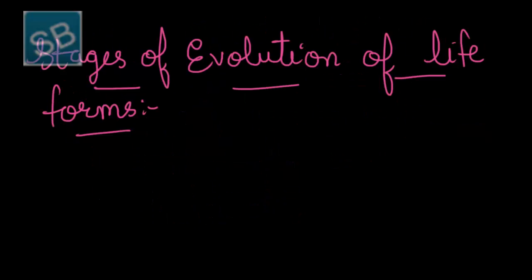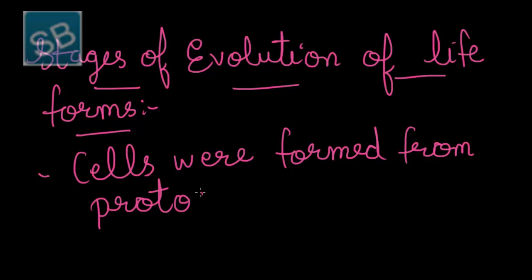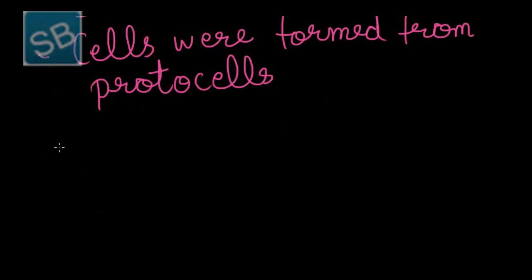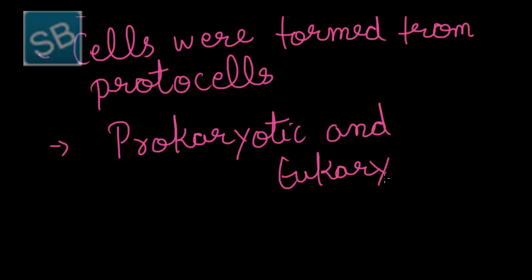Now, after studying the concept and evidence for the molecular evolution of life, there are various stages involved in such a life form concept. This we have already studied earlier, that the cells were formed from the protocells. It is these cells that form the basic structural and functional unit of any living organism. Therefore, organisms present on this earth are classified mainly into two types, prokaryotic and eukaryotic. This we have already studied in the previous semesters, that cells are of two types, prokaryotic and eukaryotic.